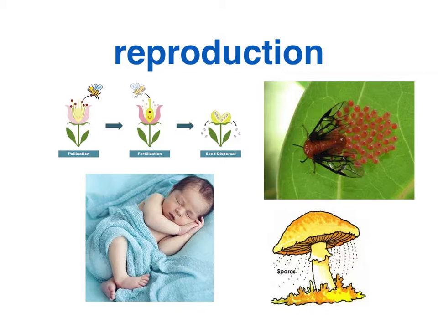On the right, you see an insect laying lots of eggs that will be future insects, similar to the one that is laying the eggs. Then on the bottom right, we have a fungus, and you can see little black dots that are the spores. It would be something like seeds, but it's a different thing, right? And these will grow new fungi in the same place, probably. Then we have a baby who could be your brother.